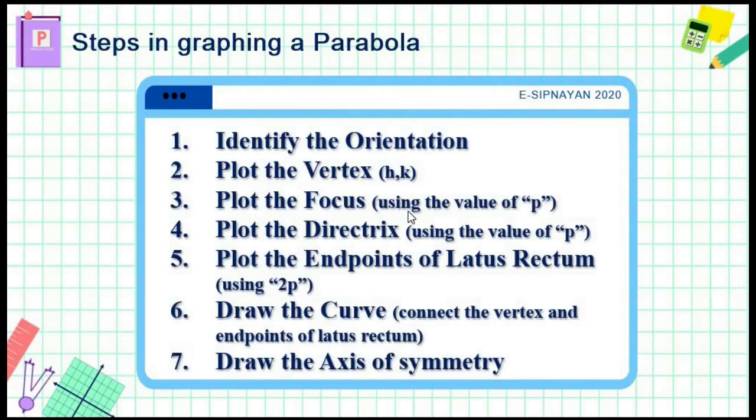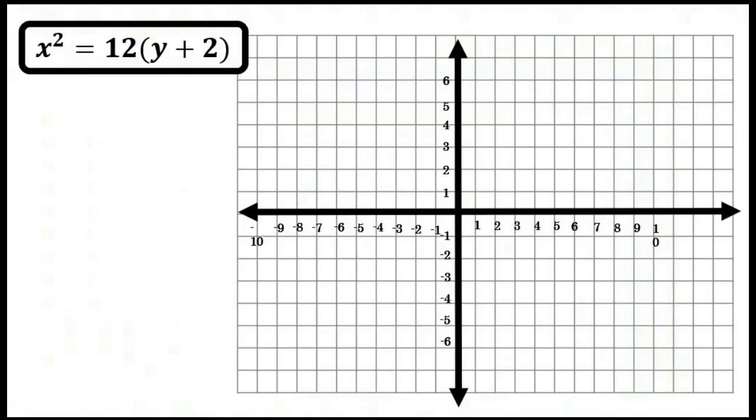Since we already had practice on how to identify the equations of the axis of symmetry and the directrix, we now go back to the steps in graphing a parabola, and we formally have the first example. For the first example, we have here x squared equals 12, quantity y plus 2. The first thing that we need to know is the orientation of the parabola, because the orientation will dictate the movements in plotting all the essential parts of a parabola. So, what is the orientation given the equation? Notice that x is the one that is squared, and p, which is 12, is positive. Therefore, the orientation is upward.